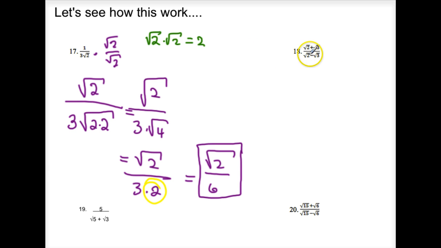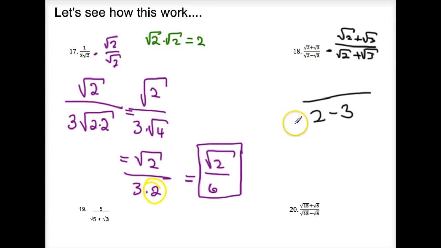Now, notice there are two different radical signs in this example. So I want to multiply by the conjugate. So this becomes radical 2 plus radical 3. And again, I am putting that in my numerator as well. Since the bottom is a difference of squares, I know this is going to be 2 minus 3.